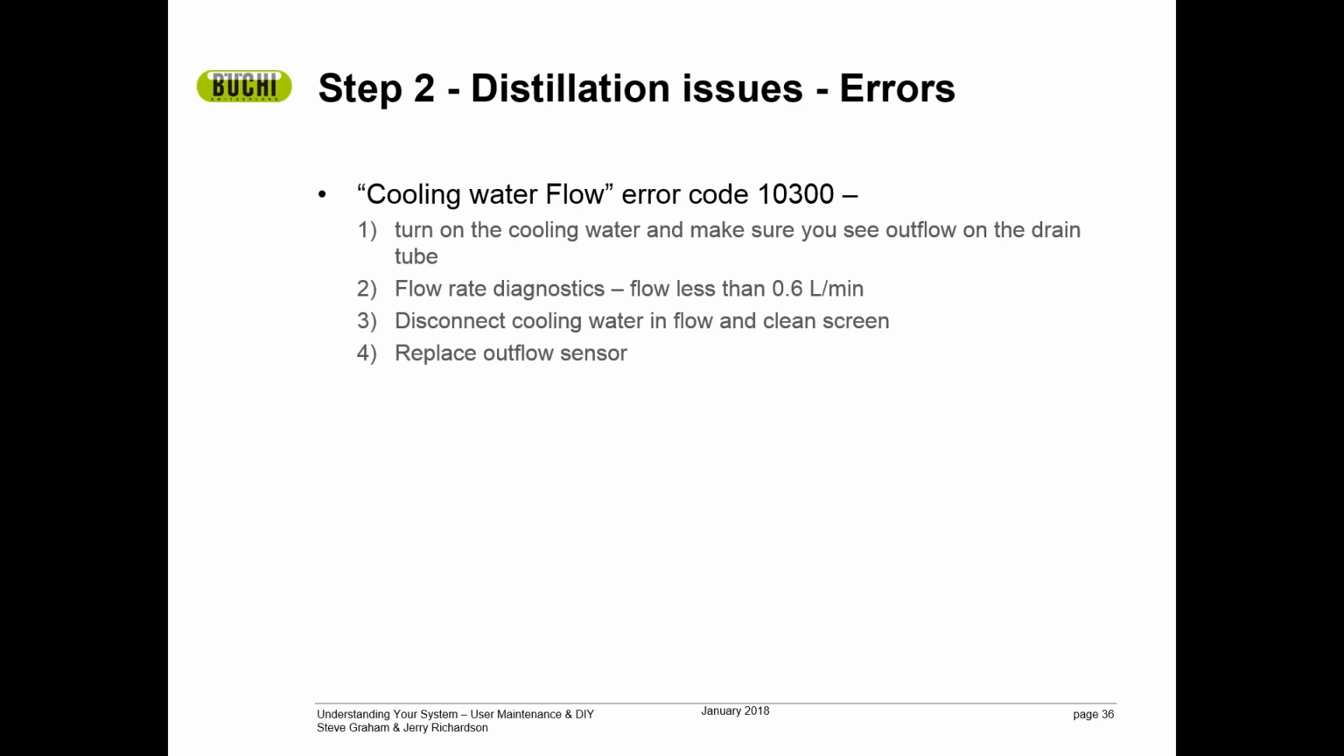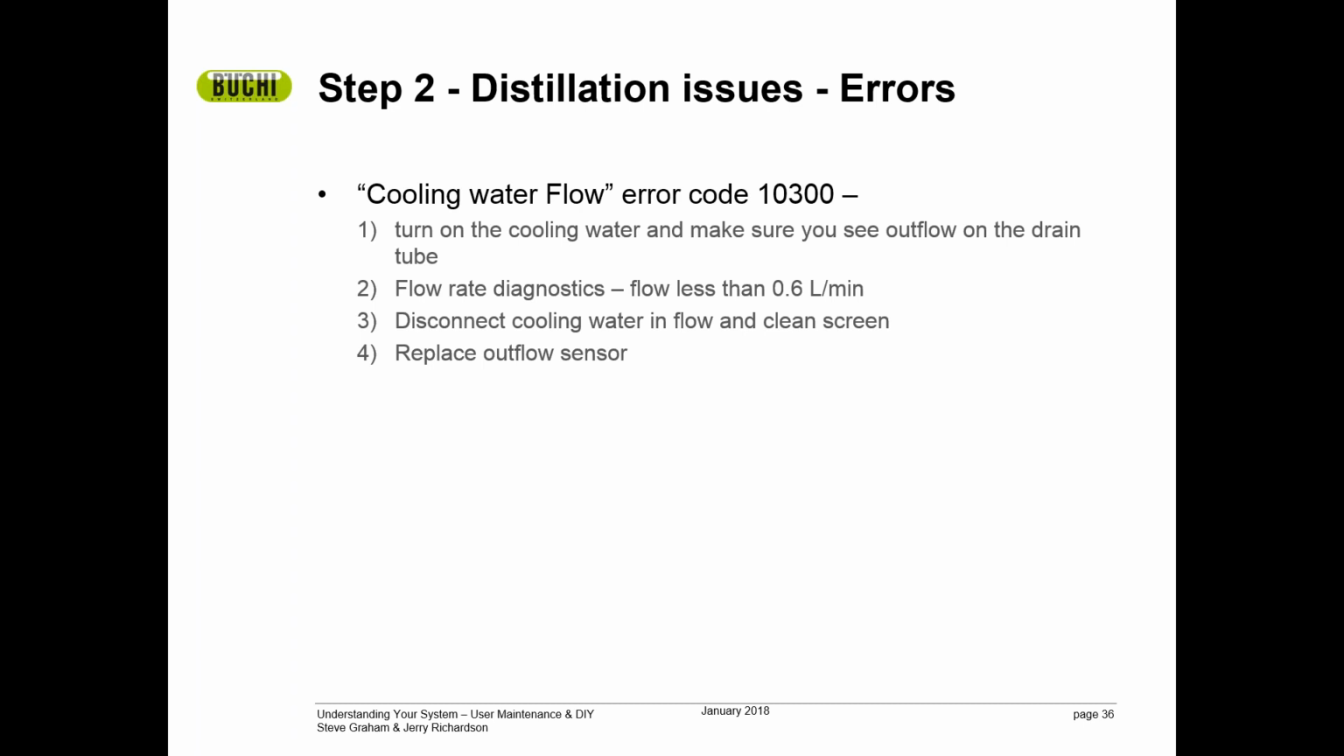One, obviously, have you turned on the cooling water? I know that's rather obvious, but there have been times when it has been an issue. The next question is, do you have adequate flow rate of your cooling water? The flow rate that it has to see on the system is 0.6 liters per minute. There's two reasons why the flow rate may be in error. One is a very simple fix.